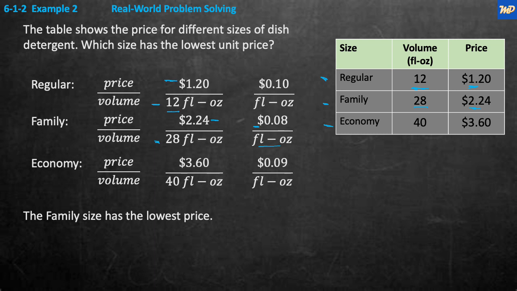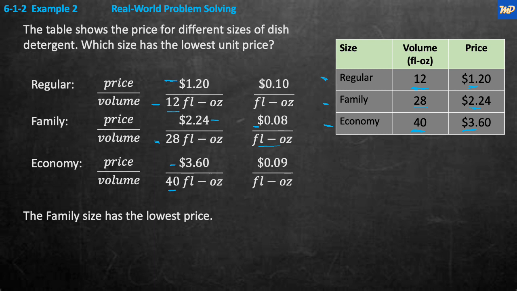How about the economy size? The price, $3.60. How many ounces do you get in the economy bottle? You get 40. So it's $3.60 and 40 fluid ounces. If you do the division on this, it's $0.09 or 9 cents per fluid ounce.